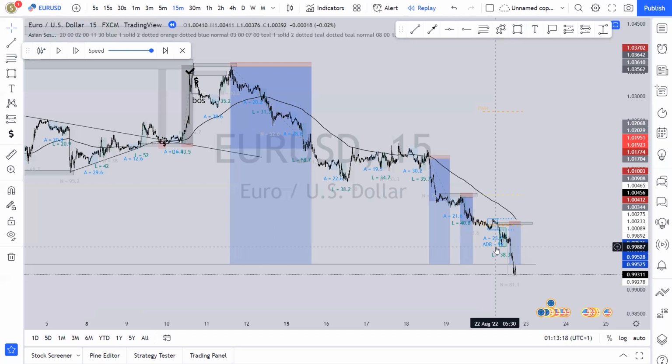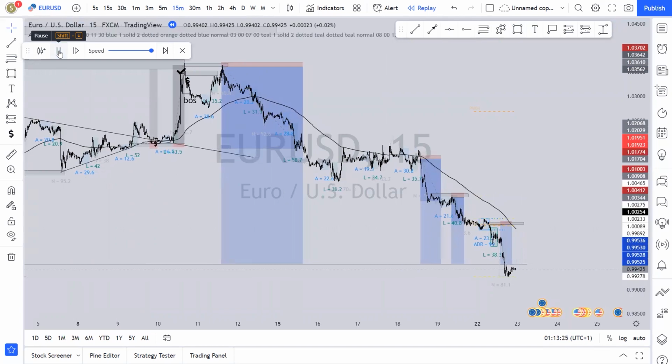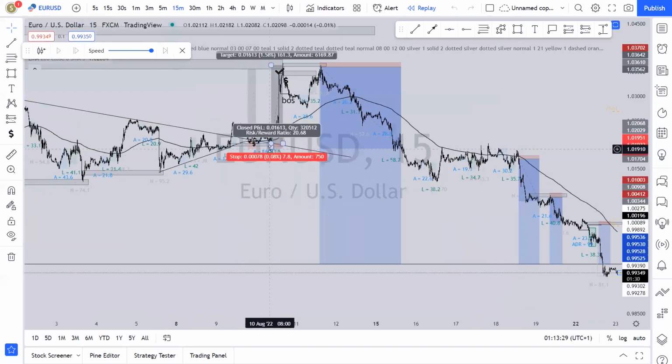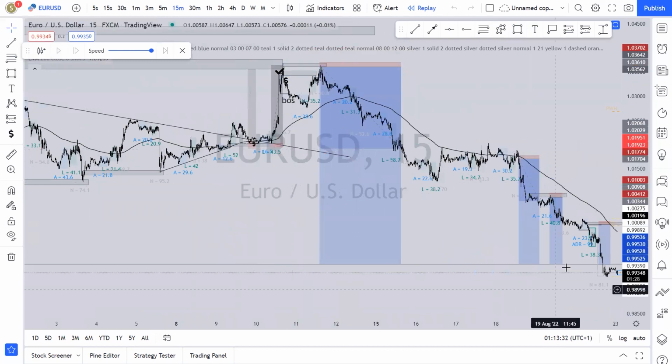So this is the current position of price, and you can see I held my trade all through, and this is currently where price is at the moment. So this is how we cut the buy and the sell on EURUSD.